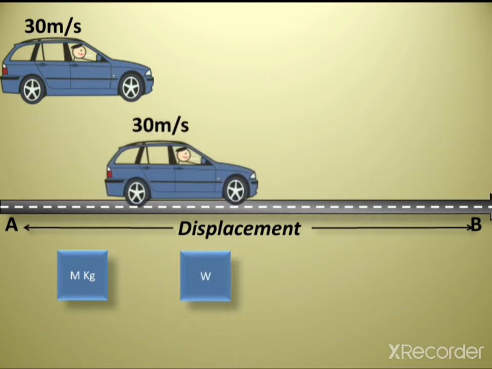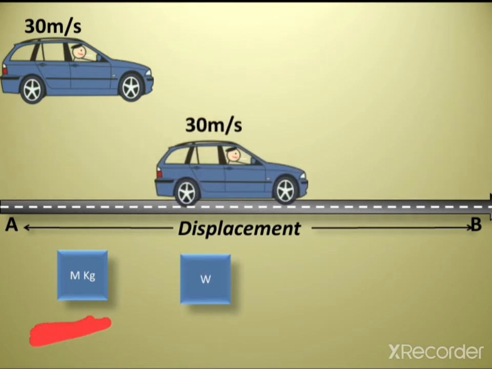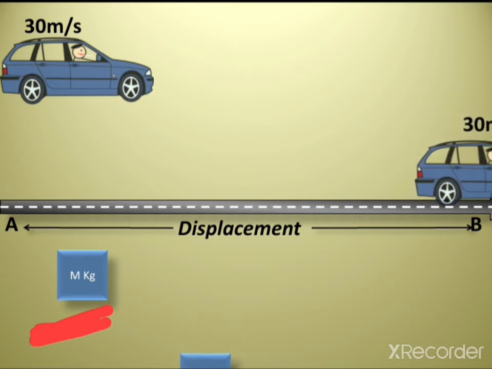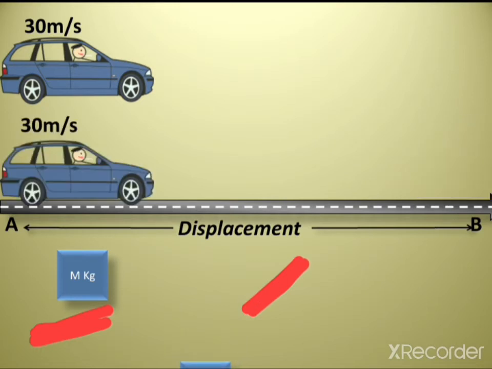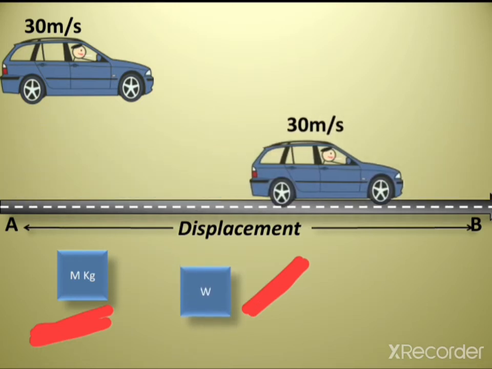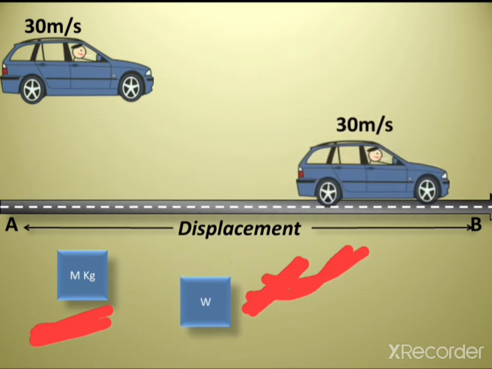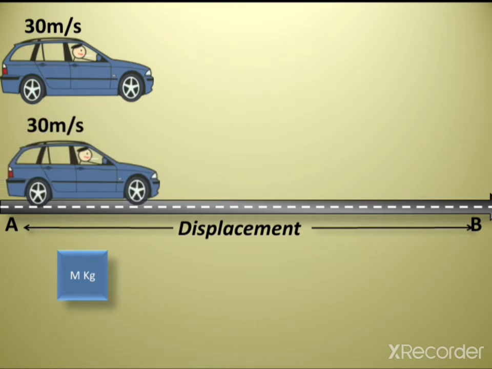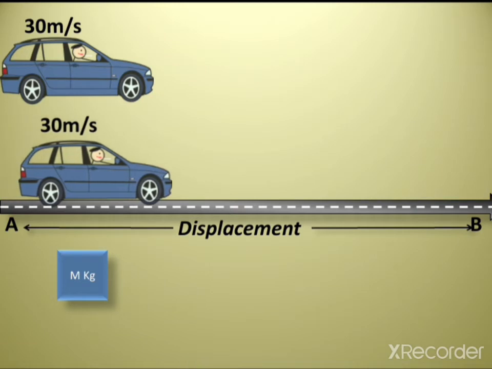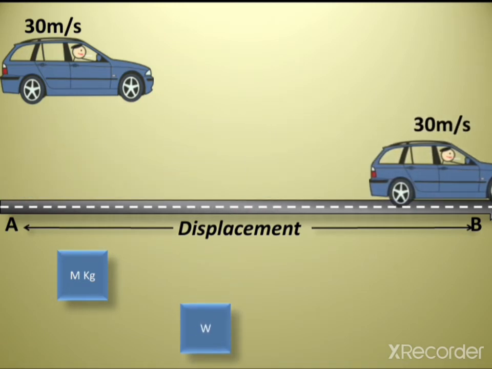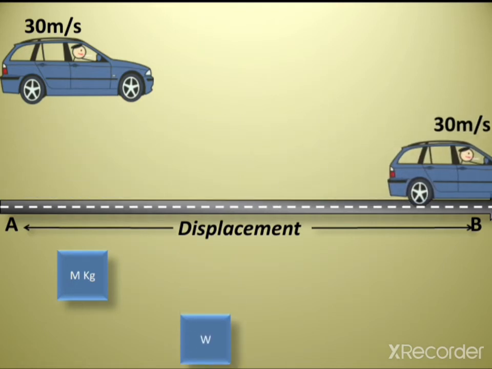Therefore this mass is only a magnitude. Therefore this is a scalar quantity. Mass is a scalar quantity, but this weight is associated with the magnitude of measurement along with the direction. Therefore weight is a vector quantity. Okay, so these are some examples of different physical quantities which clarify the difference between scalar and vector quantity.